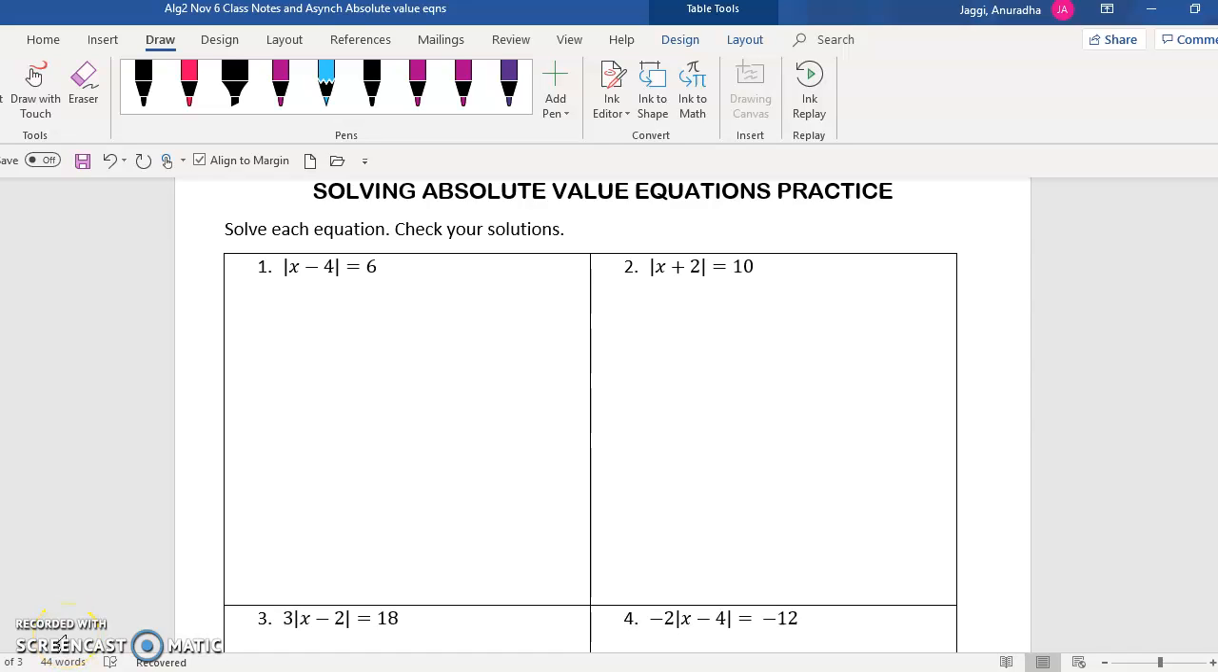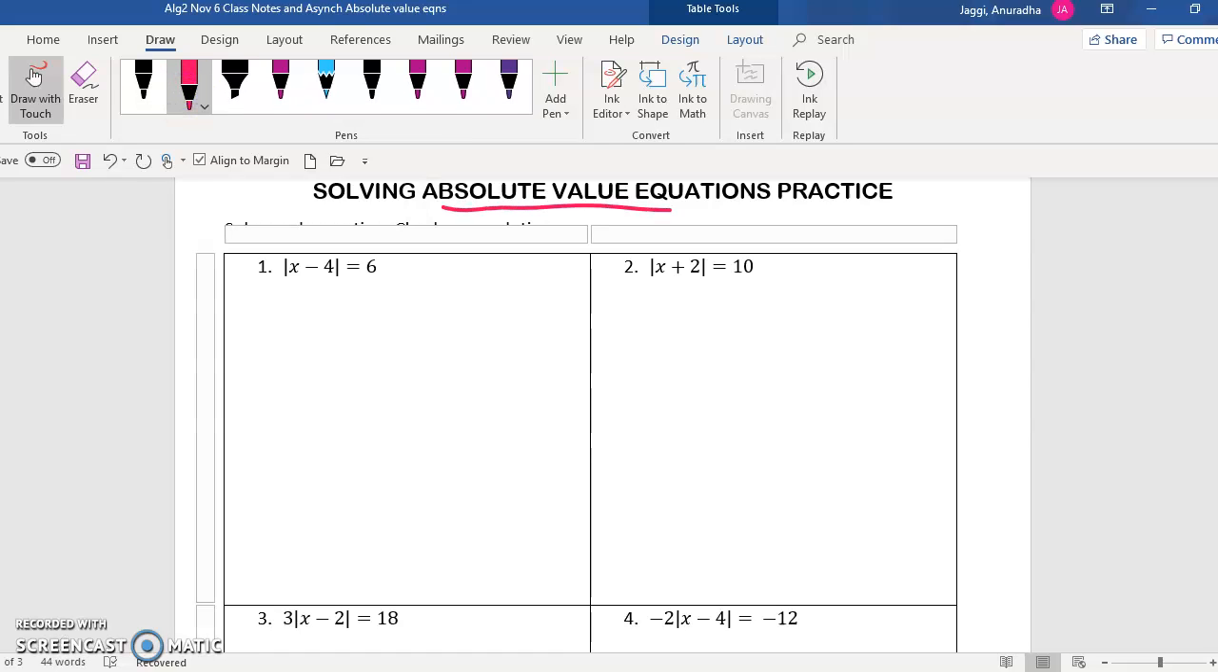Hello students, today's lesson is on solving absolute value equations algebraically. So how do you use algebra to solve absolute value equations?